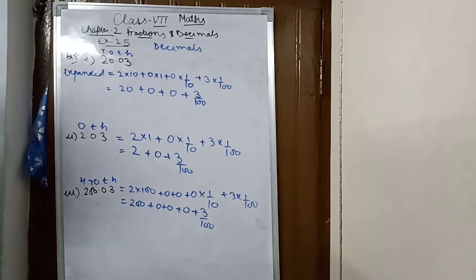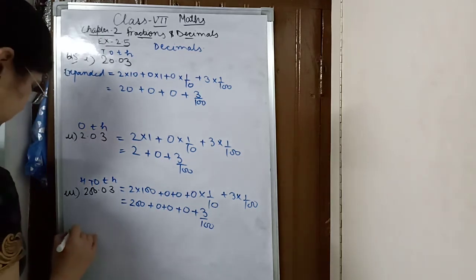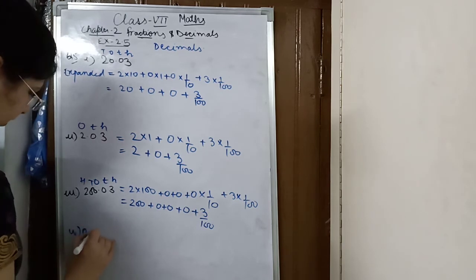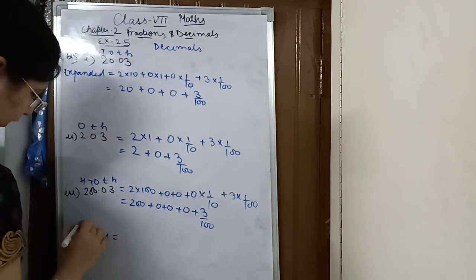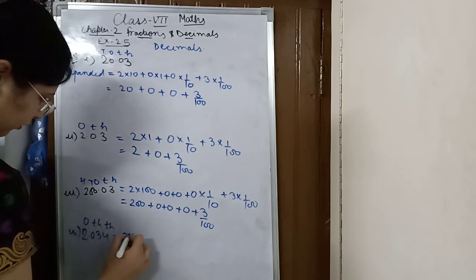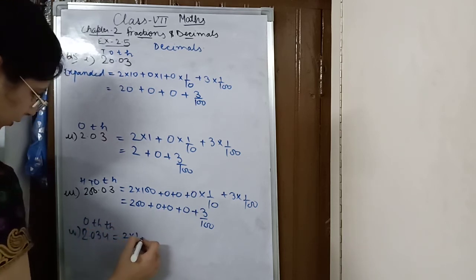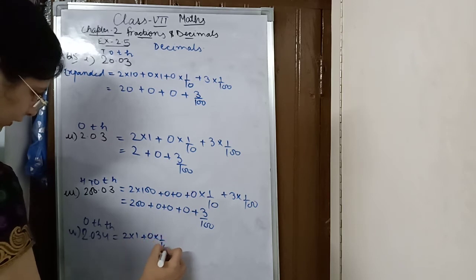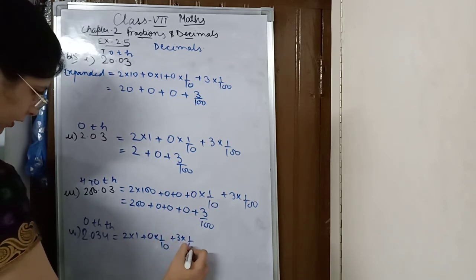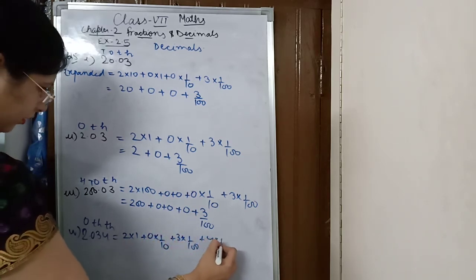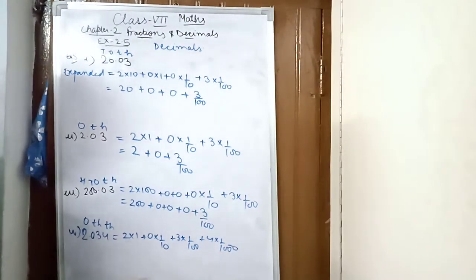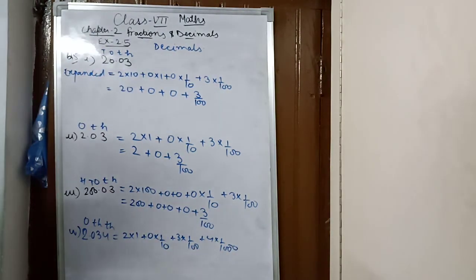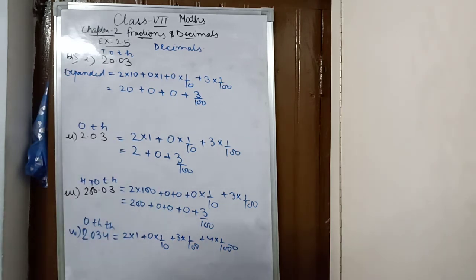Now fourth part is 2.034. It is given. Fourth part is 2.034. Again ones, 10th, 100th, 1000th. 2 into 1 plus 0 into 1 upon 10 plus 3 into 1 upon 100 plus 4 into 1 upon 1000. Clear? This is your question number 5 part. Now come to question number 6.